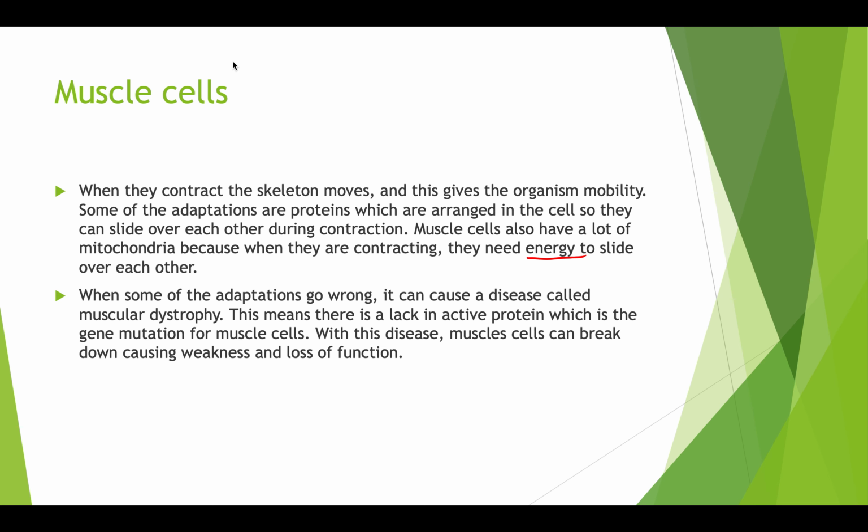When some of the adaptations go wrong, it can cause a disease called muscular dystrophy. This means that there's a lack of active protein, which is due to a gene mutation in the muscle cells. With this disease, muscle cells can break down, and this causes weakness and loss of function. It's a very big disease that can cause harm to the body, because your muscles start to not function right. They just start to break down, and the person would be in a lot of pain.